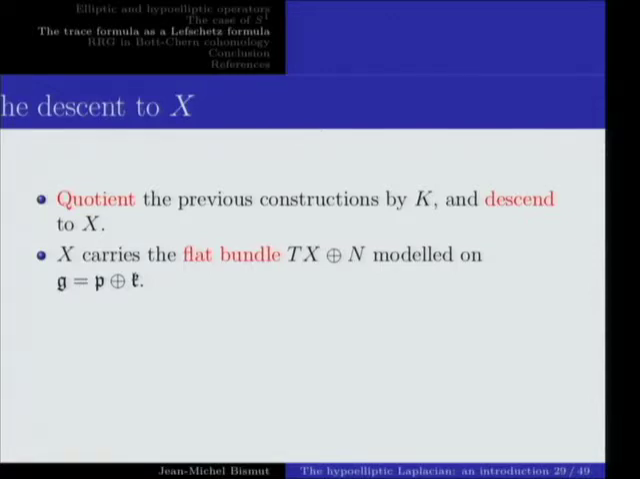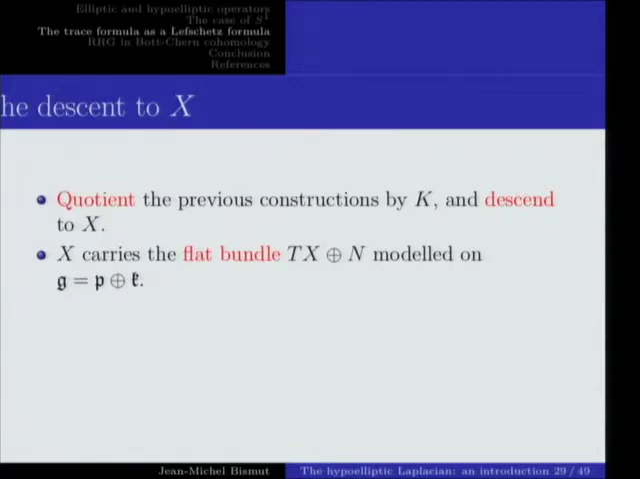So let me just explain on what space our operators will act now. The original symmetric space, X equals G over K, carries a bundle which is bigger than TX actually. It is TX plus its natural complement, which is modeled on the Lie algebra splitting p plus k. So in other words, the tangent bundle to a symmetric space is a homogeneous bundle modeled on p, but there is another bundle which is modeled on k.